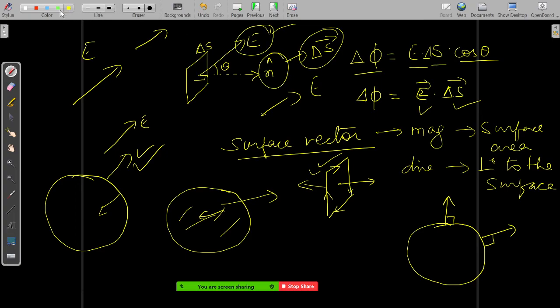So if you assume that this particular item is a vector quantity and E is already a vector quantity, then this formula becomes what? E dot delta S. Flux is a scalar quantity and it will become E dot delta S, because E dot delta S is equal to E delta S cos theta.